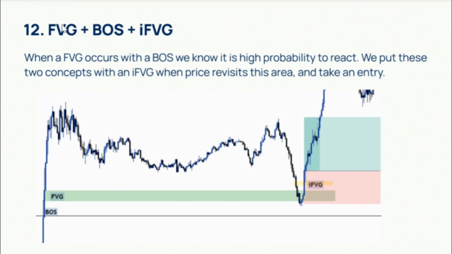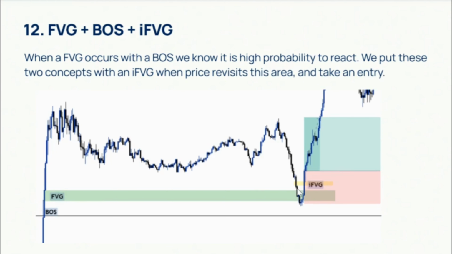So in this example, what we've got is three confluences that were stacked. So it's a very, very high probability setup. First of all, we've got a break of structure. So what would previously have been a level of resistance is now a level of support. A fair value gap has been formed on this level of, well, now support.